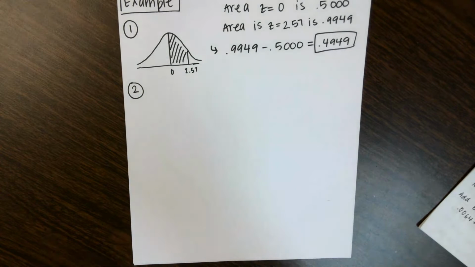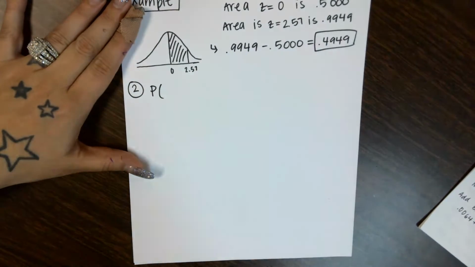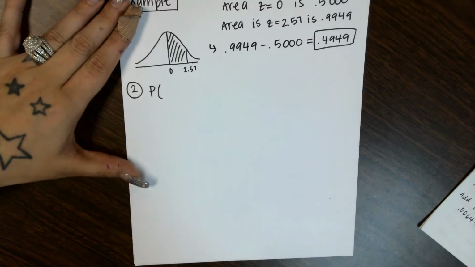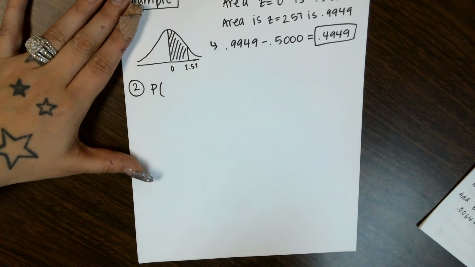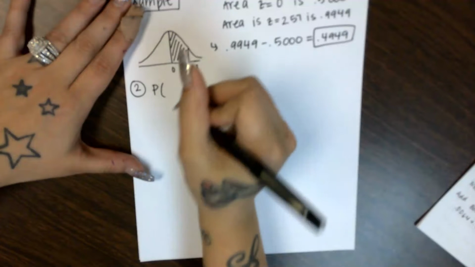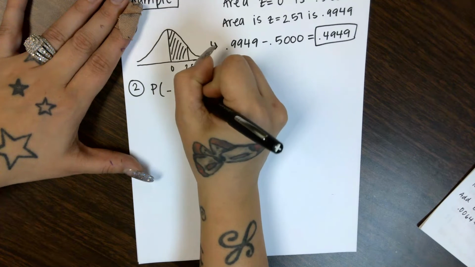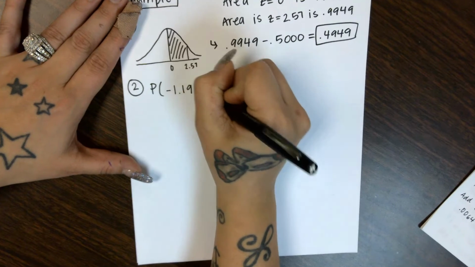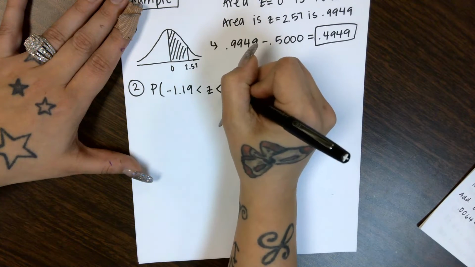Okay, so this one straight up shows you the way that we're used to seeing probability. So P of, probability of, right? I'm opening up that parenthesis. 2 more. This one and 1 more. Okay, so say we're going to find the probability of negative 1.19, and then do a less than symbol, put your Z, do a less than symbol, 1.19.